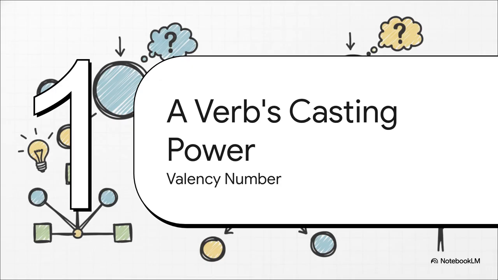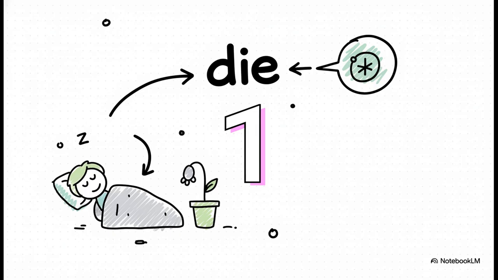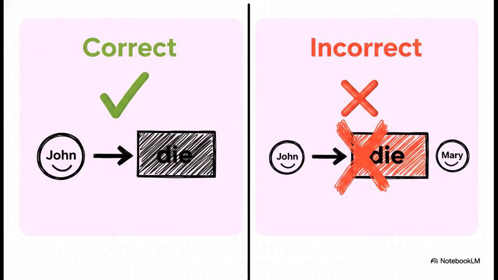Okay, so here's the big takeaway from all this. Every single verb has a specific, unchangeable demand for how many arguments it must have, and that's its valency number. Let's start with a simple one, a verb like die. This verb has a valency of 1. That means it only has room in its world for one single argument, the person or the thing that is doing the dying. And bam, this brings us right back to our original puzzle. John died is a perfect, complete sentence. The verb die has the one and only argument it needs, John. It simply cannot control a second one like Mary. It just doesn't have the power to do it.